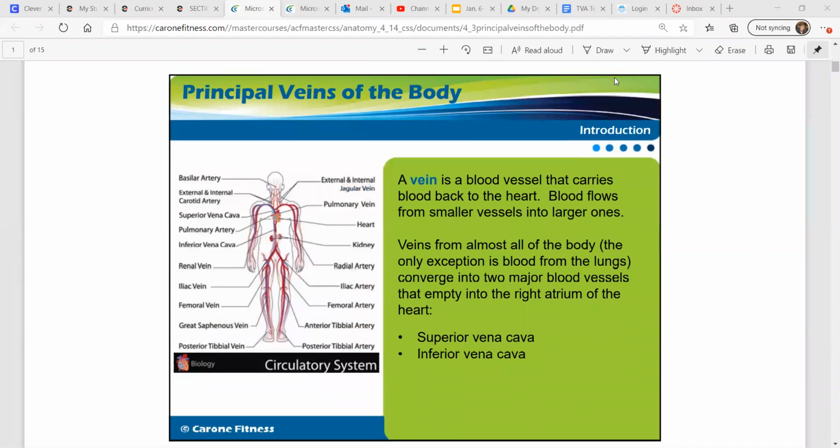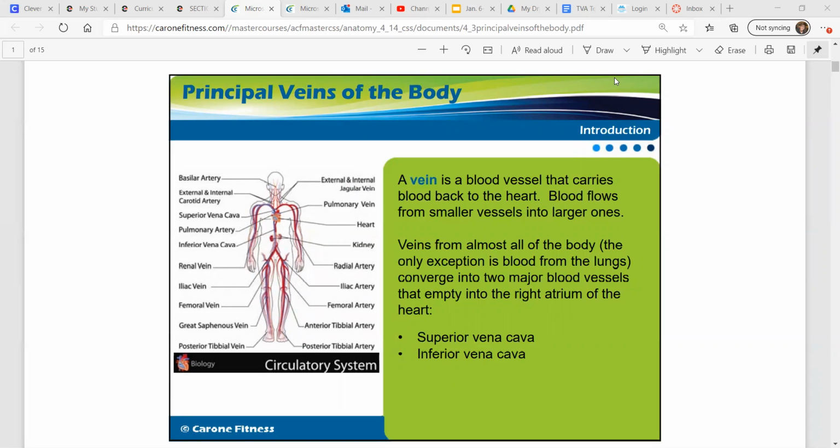So what's a vein? What's an artery? Why do we refer to them as different things? Well, a vein is a blood vessel that carries blood back to the heart. Arteries carry blood to your body. The ones that are coming back, the blood vessels that send blood back, are veins.